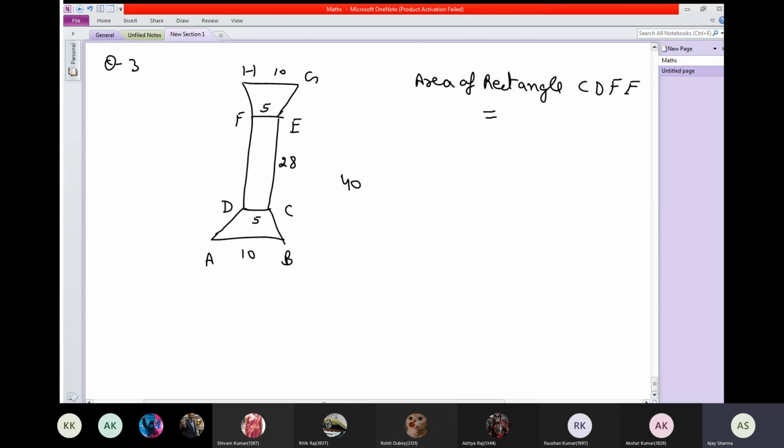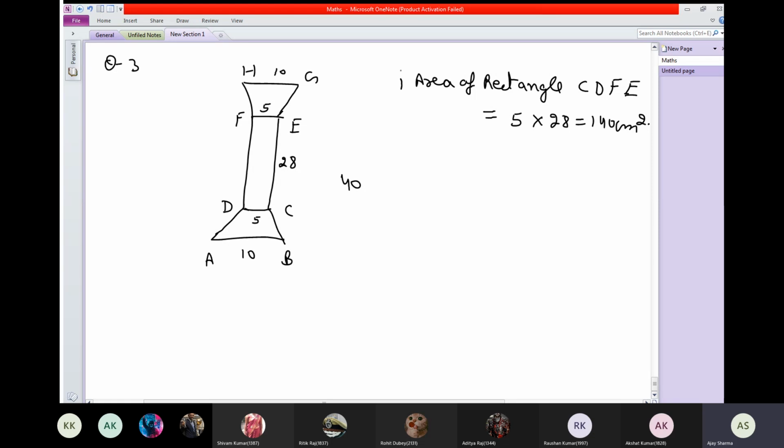F, E. You have to rotate according to the circle. Like here, C, D, first C, D, F, E. You have to draw this one. Now what is the area? 5 multiplied by 28 will be equal to 140 centimeter square. Now one area is calculated.